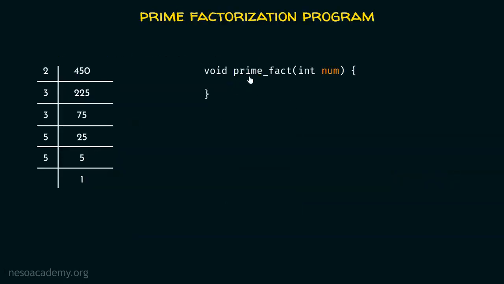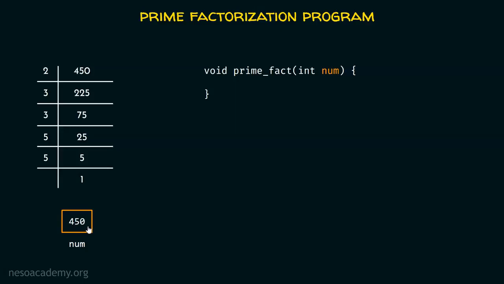Here we need a separate function called prime fact. Okay, this is just a name I have selected. You can take any name of your choice. And here in this prime fact function, you can see the parameter int num. This prime fact function will actually receive some value. Okay, and that value must be the value for which we have to find the prime factors. Here, obviously, we are considering this example. That is why this num variable will receive value 450.